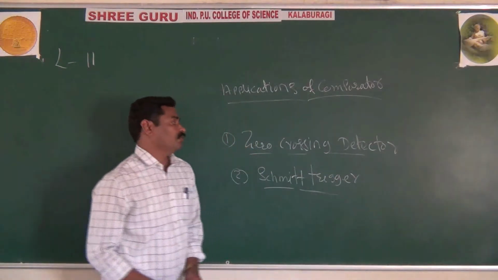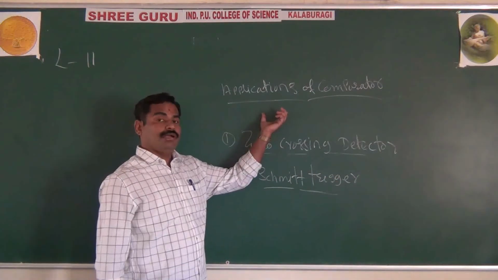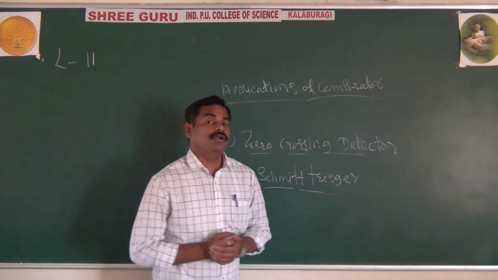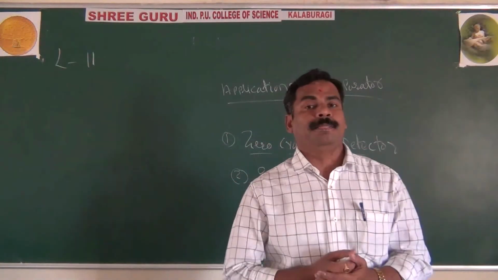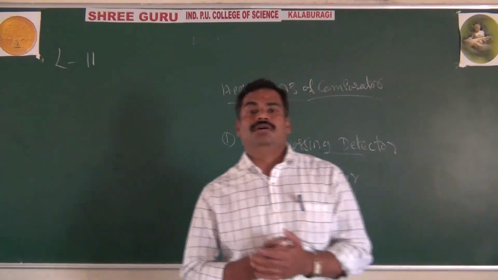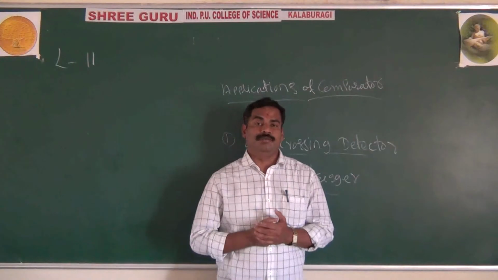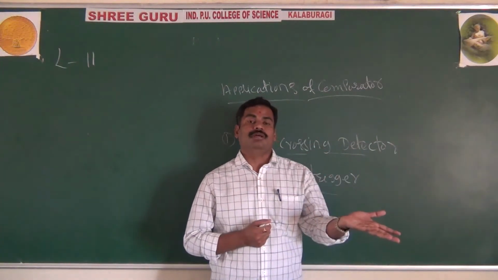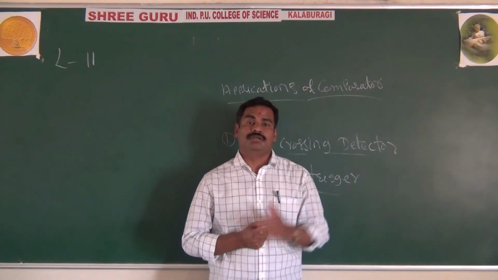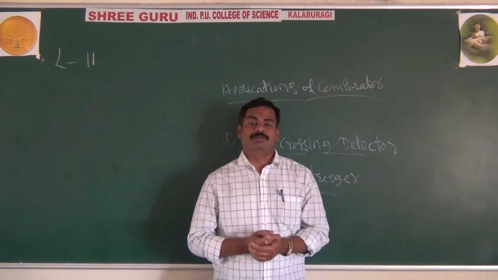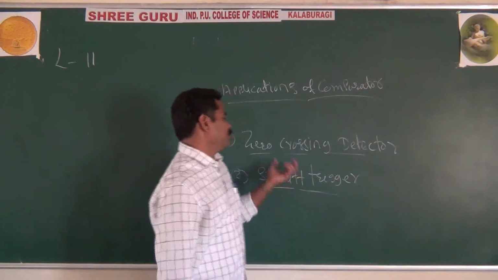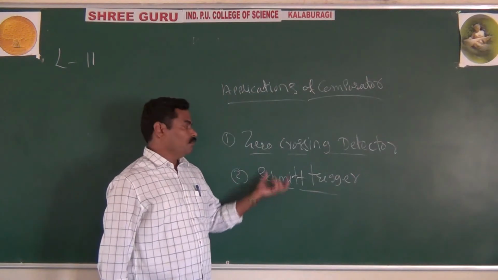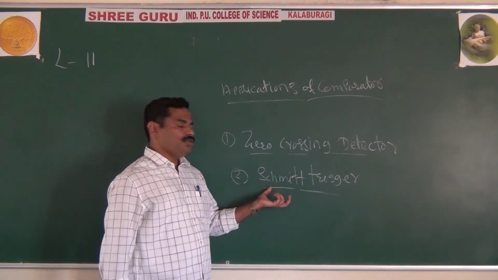And the important thing is how the comparator works as a zero crossing detector and how it is used as a Schmitt trigger. Also, if you want to convert analog to digital, as I said in the beginning, the comparator is used. It is also used in oscillators and discriminators. But according to your syllabus, we have only the zero crossing detector and the Schmitt trigger.